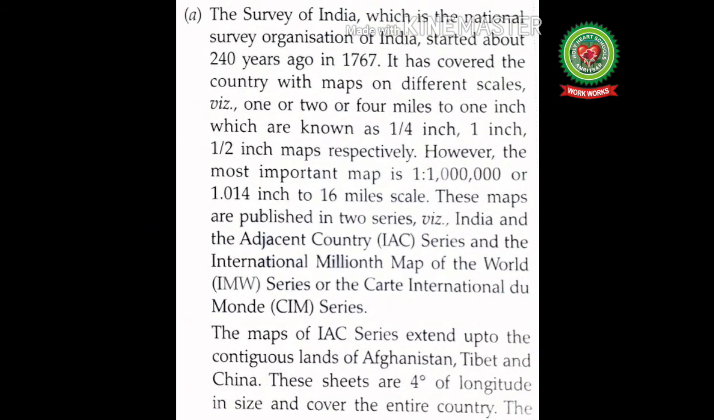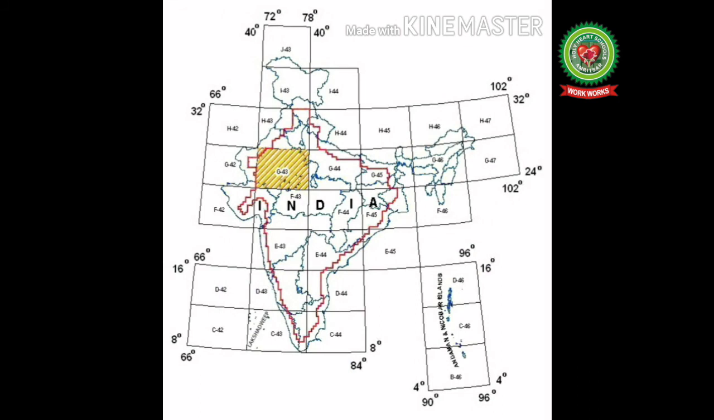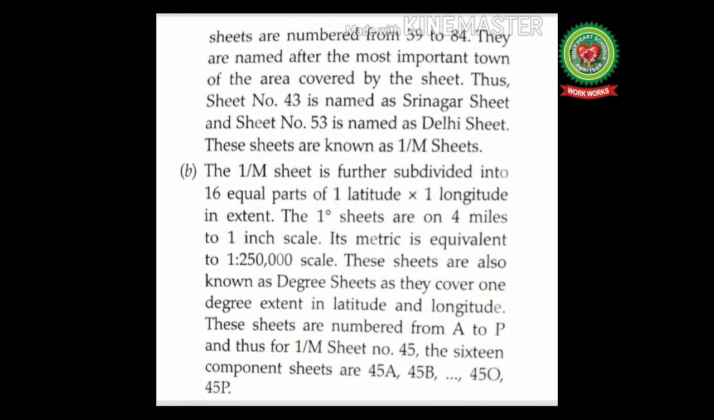Open page number 12. The maps of the series extend up to the contiguous lands of Afghanistan, Tibet and China. These sheets are 4 degrees of longitude in size and cover the entire country. The sheets are numbered from 39 to 84. They are named after the most important town of the area covered by the sheet. Thus, sheet number 43 is named the Srinagar sheet and sheet number 53 is named the Delhi sheet. These sheets are known as 1 million sheets.